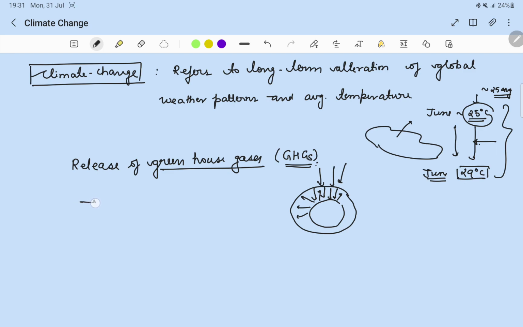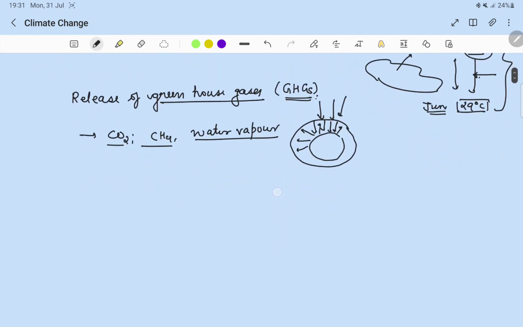The common examples are we have CO2, carbon dioxide, we have methane, okay. Then we also have water vapor. So these are some of our greenhouse gases, okay. Now we will look into the data set, what the data set is saying about the climate change which is taking place.